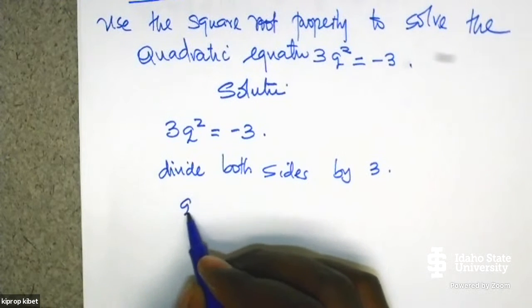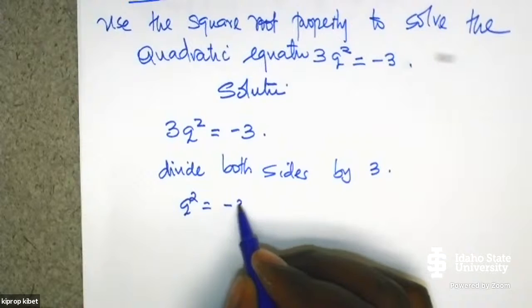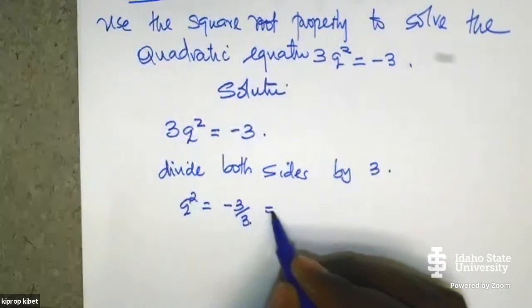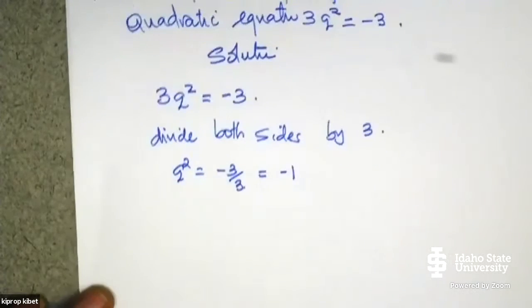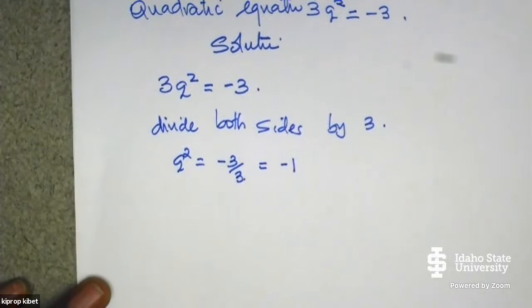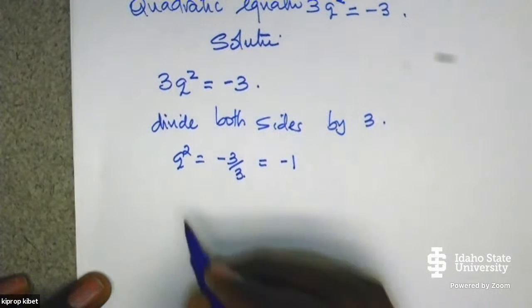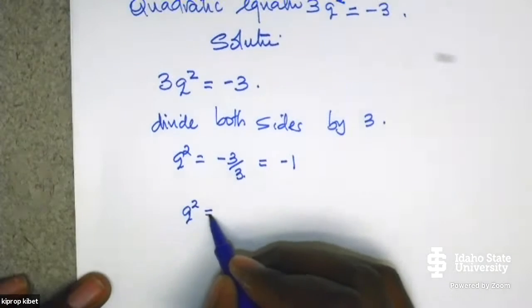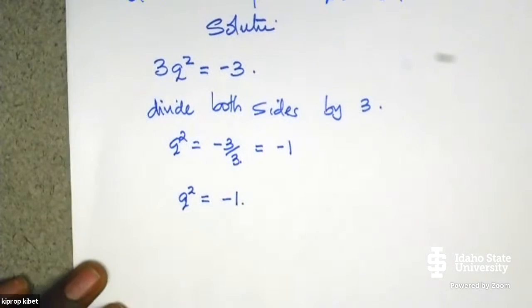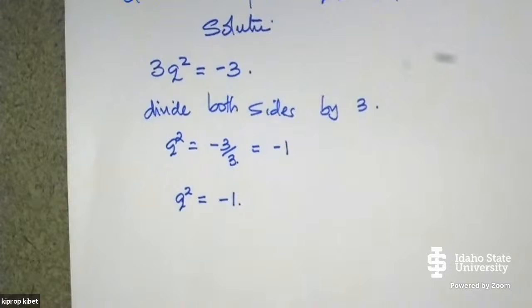And what you get is q squared equals negative 3 all over 3, which is equal to negative 1. So our q squared here is equal to negative 1.